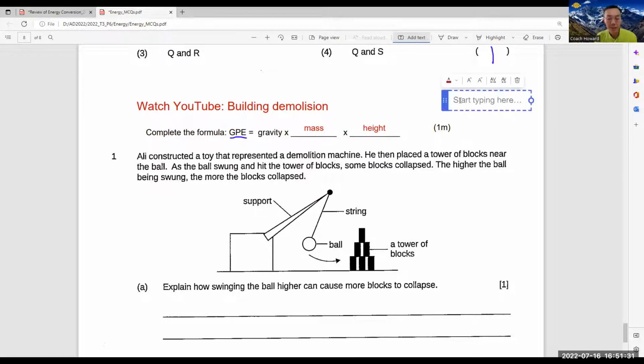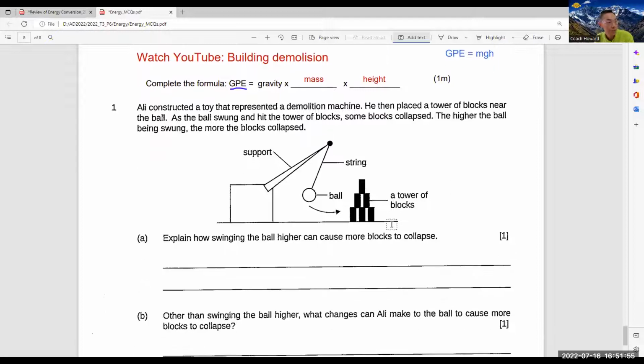So in short, GPE is equal to mgh. Okay, you will learn this in secondary one. GPE equals mgh. What is mgh? So m is the mass, g is the gravity of the planet. So for Earth it is 10, and the height is measured in meters.